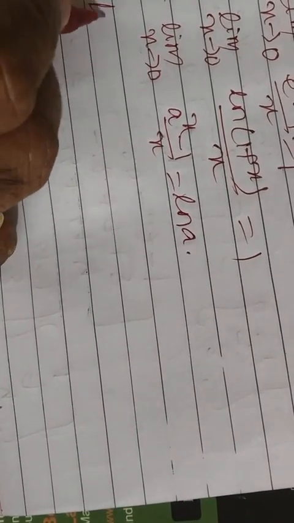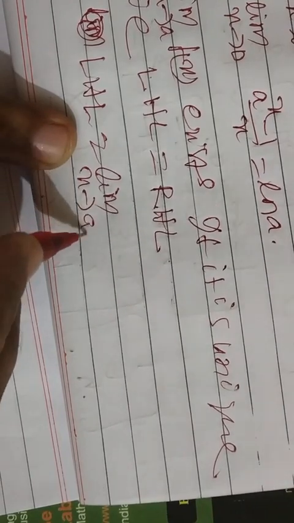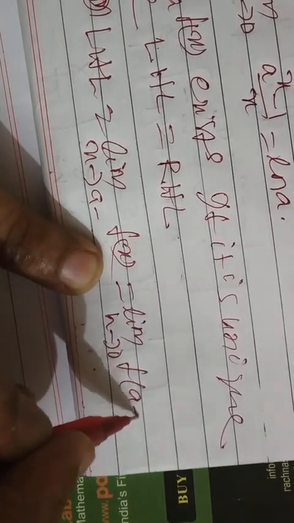And when do we say a function's limit exists? Limit x tends to a f(x) exists if it is unique. That is, left hand limit is equal to right hand limit. And how do I find the left hand limit? Left hand limit, how do we find? That is limit x tends to a minus f(x). It is the same as limit h tends to 0 f of a minus h.